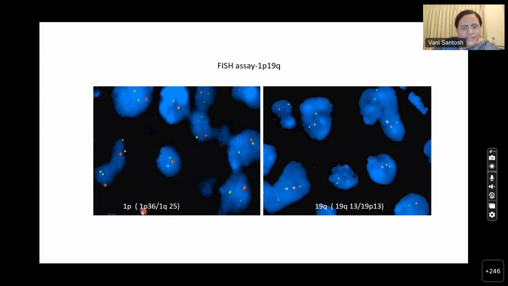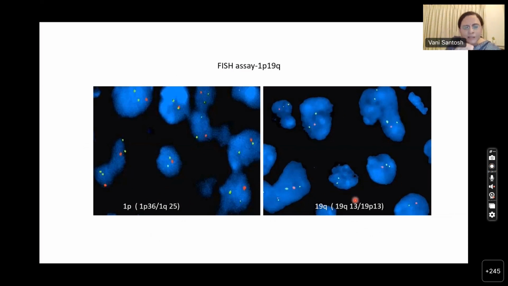We have one test and a control for 1P. The test for 1P is at 1P36 locus. The control is at 1Q25. And for 19Q, the test is 19Q13 and the control will be 19P13. So we use two probes. In every interphase nucleus, you must see two green and two orange, normally, when it is not co-deleted or not deleted. But here you can see that there is two green and one orange signal for 1P, two green and one orange signal for 19Q. Some cells have zero orange signal.